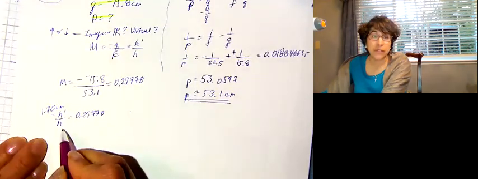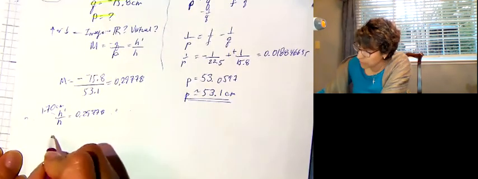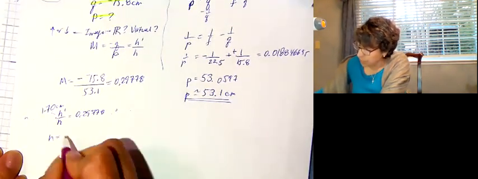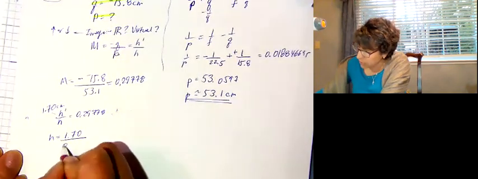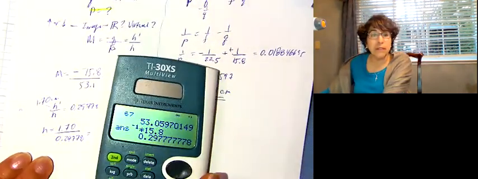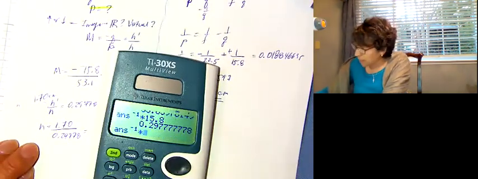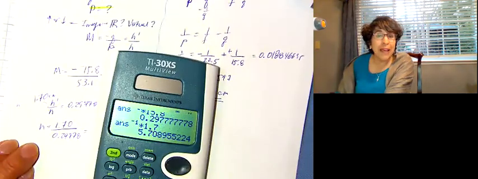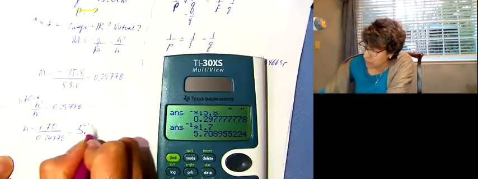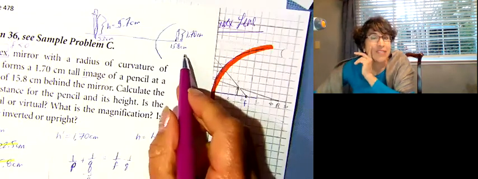So I need to solve for h. Hopefully you can see I multiply h to both sides and divide the magnification on both sides. So h is equal to 1.7 divided by 0.29778, etc. It's in the denominator, so I'm going to flip it over again and multiply that by 1.7. And I get 5.7 centimeters. So that's the height it started with, about 5.7 centimeters, and then it shrunk.